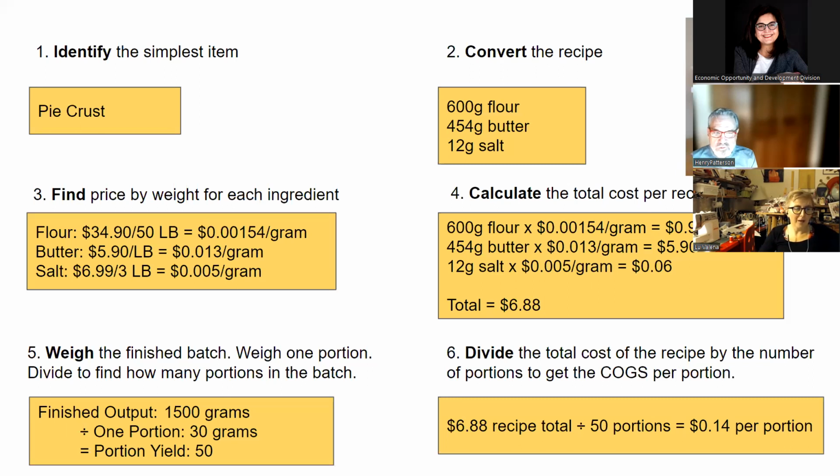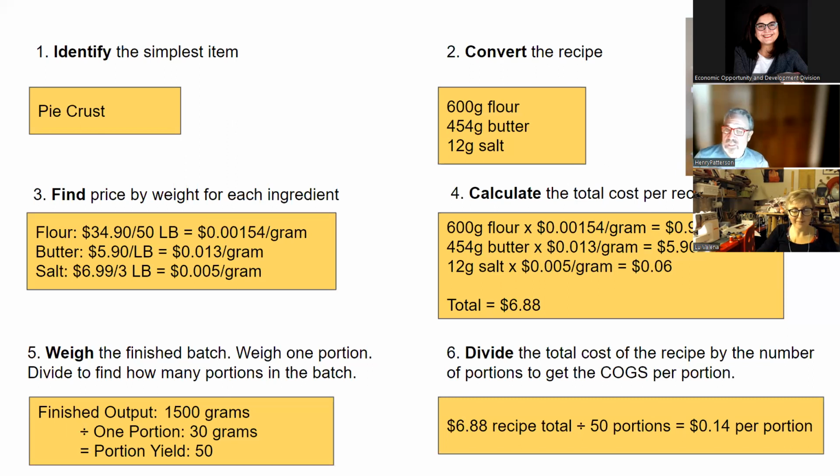Is that right? Is that where we were? In this case, it's pie crust, so there's water in there too. So that's what's missed. All right. So the water, for which we're not assigning any cost here, brings it up to 1,500 grams. And then if one portion is 30 grams, you're going to get 50 portions. So you can divide that $6.88 by 50 to get your portion cost of 14 cents.